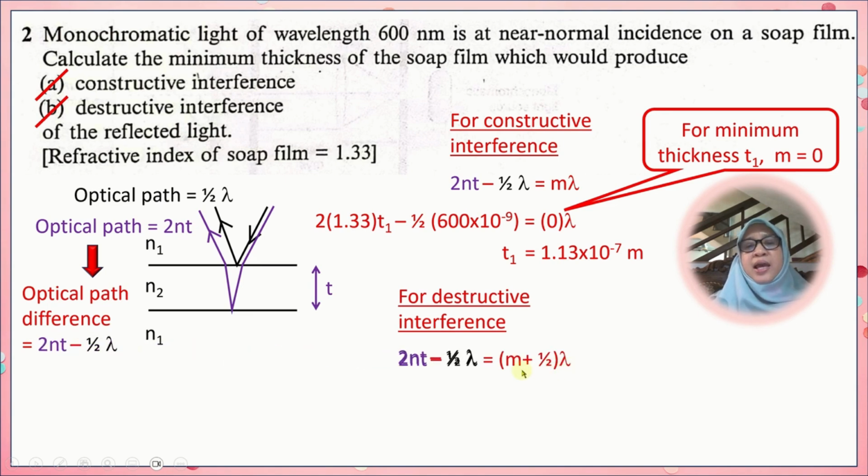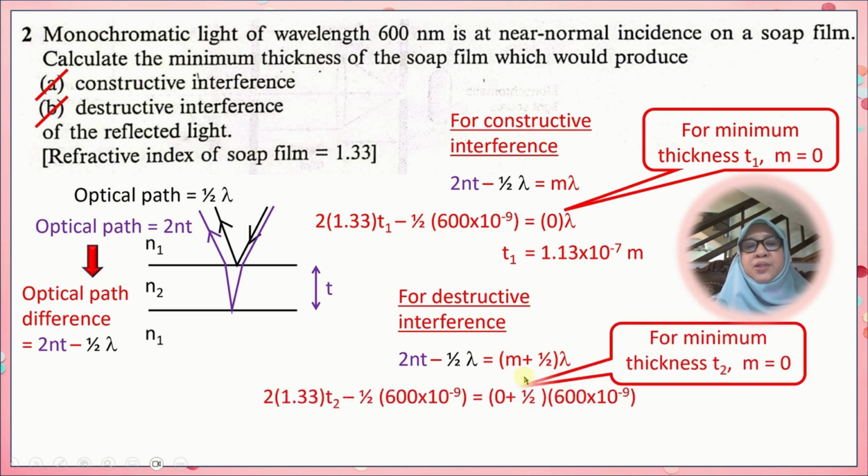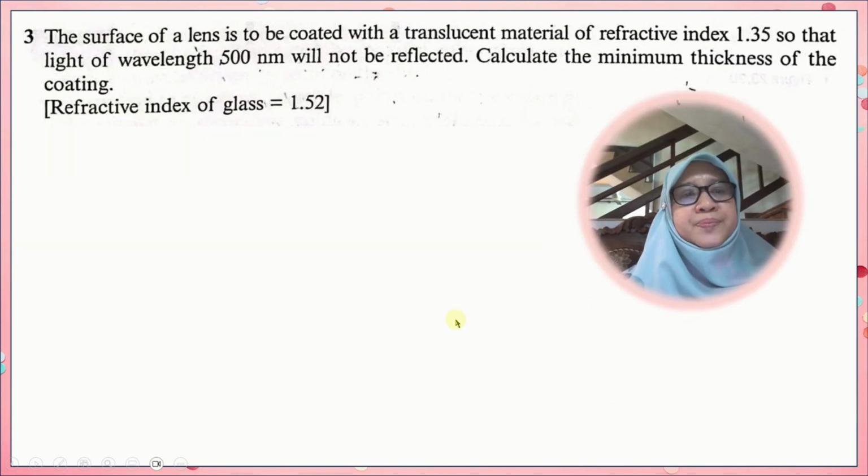So the optical path we equate to m plus half lambda. For m, the order is also 0, 1, 2, 3, and so on. For the minimum thickness, we substitute m, and we also substitute n and the wavelength 600 nanometer, and we solve for T2, and we get 2.26 times 10 to the power of -7 meter. So that's the answer for 2B. Next we go to question 3.